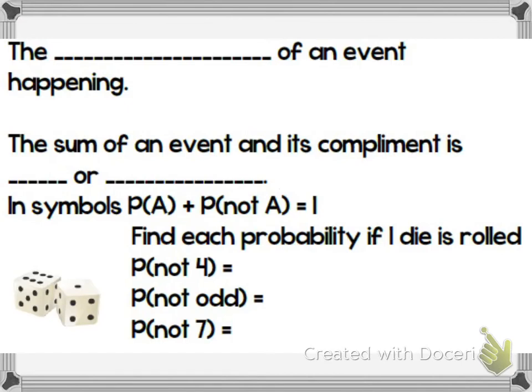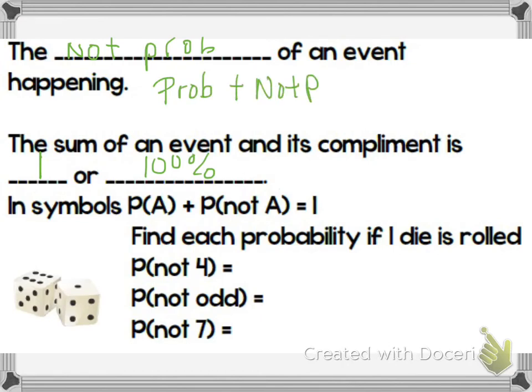And then a complement is the probability of an event not happening. The sum of an event and its complement is 1 or 100%. So we call it the complement. If someone compliments you, they make you whole, they make you 1. So your probability plus your not probability should equal 1. Well, that doesn't make sense yet. We will talk about it.